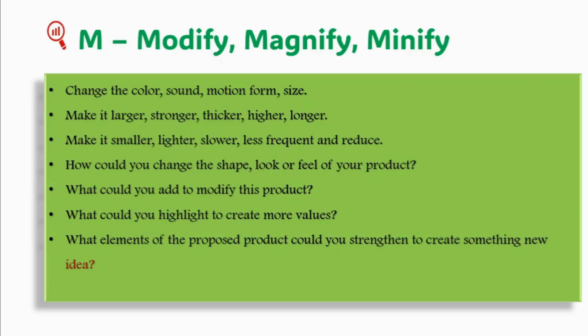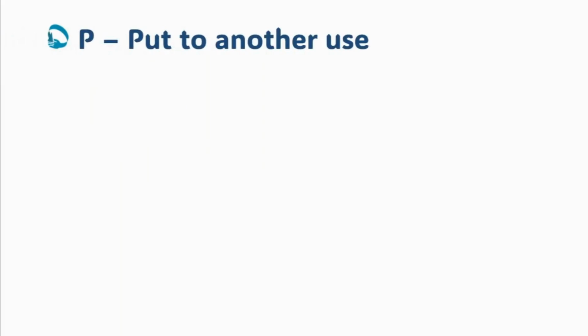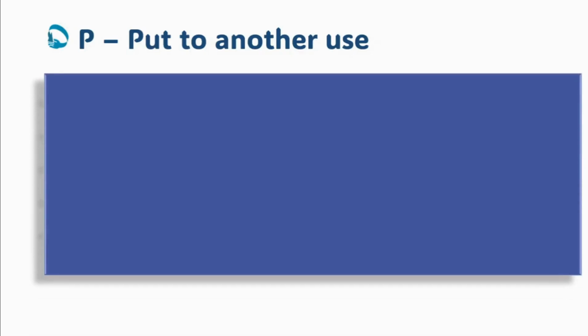Now let's jump on to the next step, and that is P, that is put to another use. So ultimately your product is there and now you're just trying to identify what other application, or where I can use this product. Okay, so can you use the product somewhere else? This could be your question.